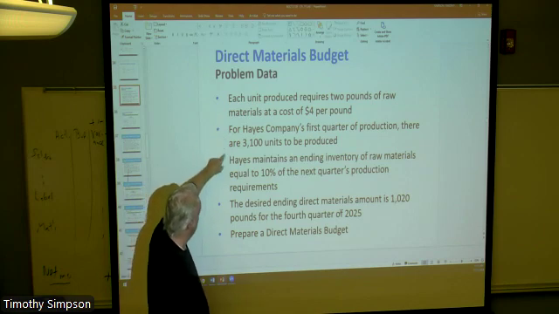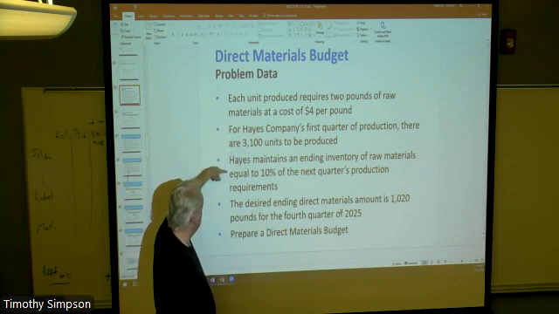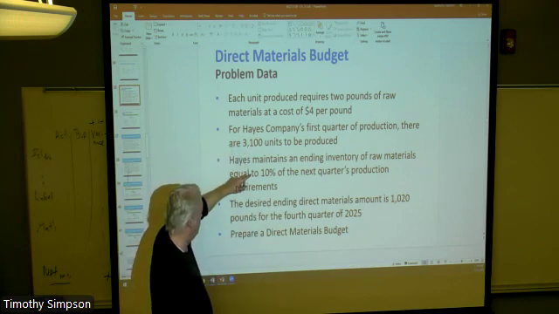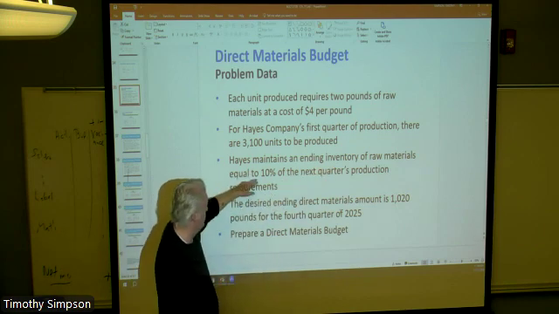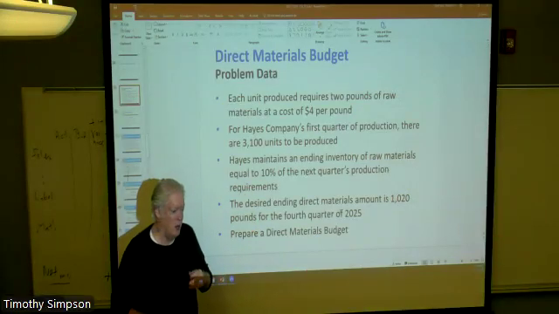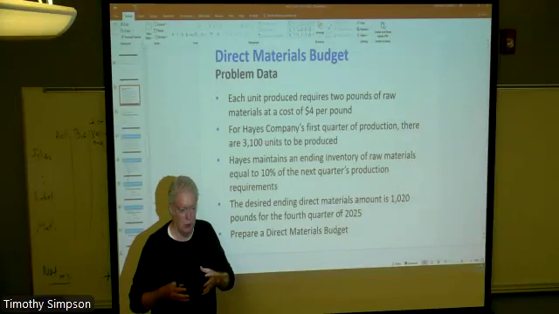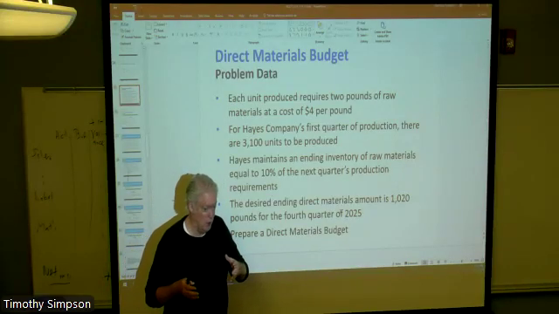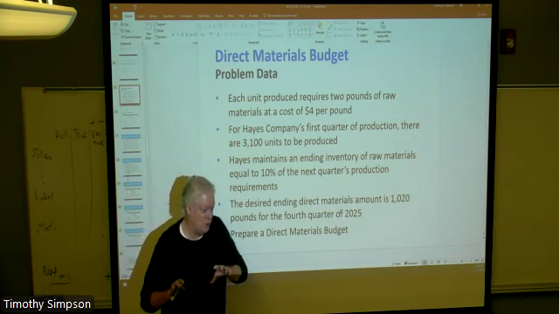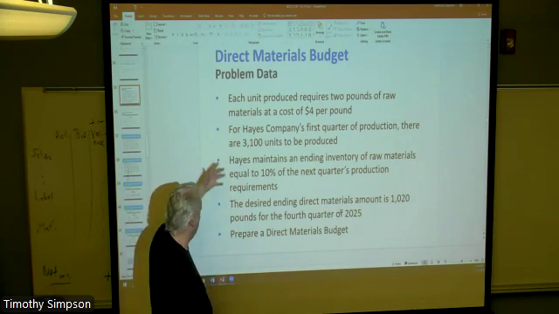All right, for the first quarter, remember 3,100 units are to be produced, 3,000 units sold, but 3,100 to be produced. They maintain an ending inventory of raw materials, just the direct materials, of 10% of the next quarter's production, and it's going to go along the same methodology that we used for ending inventory of finished goods. Here it's just going to be the raw materials piece of this, where we have to have some ending materials, which again, raw materials are part of inventory. They're not finished goods, but they're part of inventory. And we need to have some on hand as we keep going.